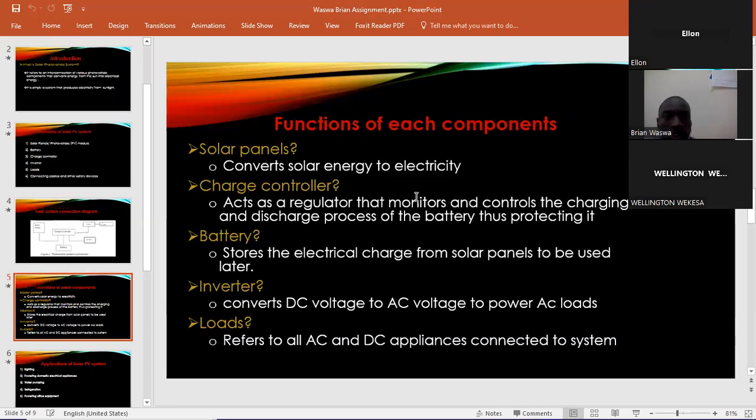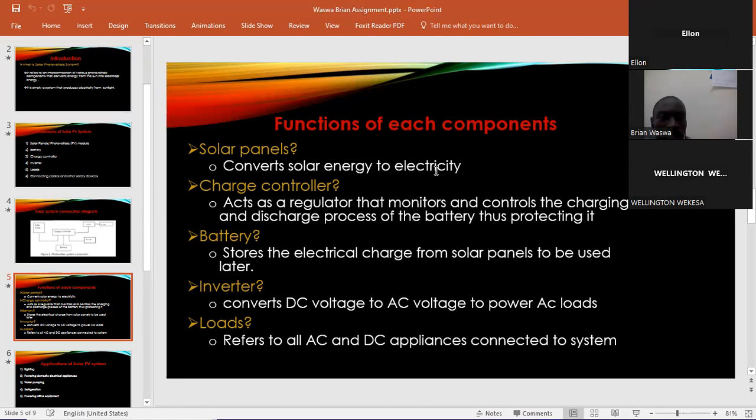Then in our next section, we look at the functions of each component in our system. We start with the first one, which is the solar panels or the PV modules. Its function is to convert solar energy to electricity. That is the main function of this component of the system.